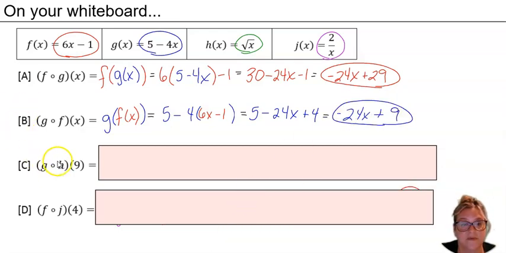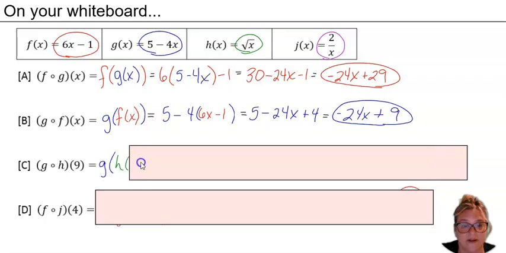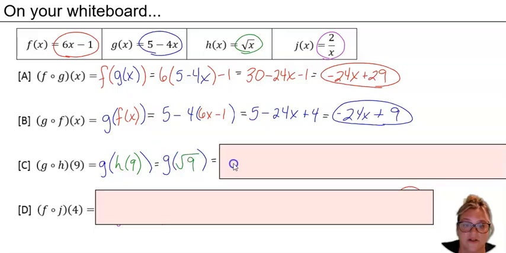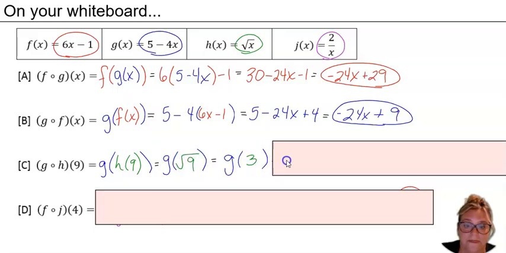Okay, next we have g composed with h of 9. So this time we're going to evaluate g of h of 9. So we take the 9, we put it in for the x in h of x. The square root of 9 is 3. So then we'd be evaluating g of 3.